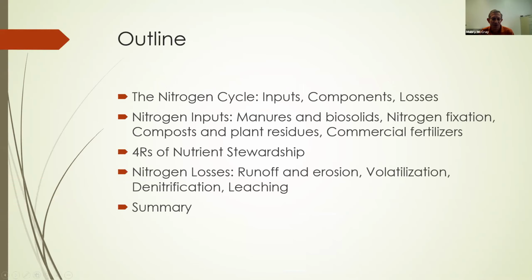First, an outline of the presentation. I'm going to center the discussion on the nitrogen cycle, including inputs, components, and potential losses of nitrogen. Nitrogen inputs will include things like manure and biosolids, nitrogen fixation, compost, plant residues, and commercial fertilizers. We'll talk a little bit about the 4 R's of nutrient stewardship and the importance of that. And then talk about potential nitrogen losses, including runoff and erosion, volatilization, denitrification, and leaching. And then we'll have a brief summary.